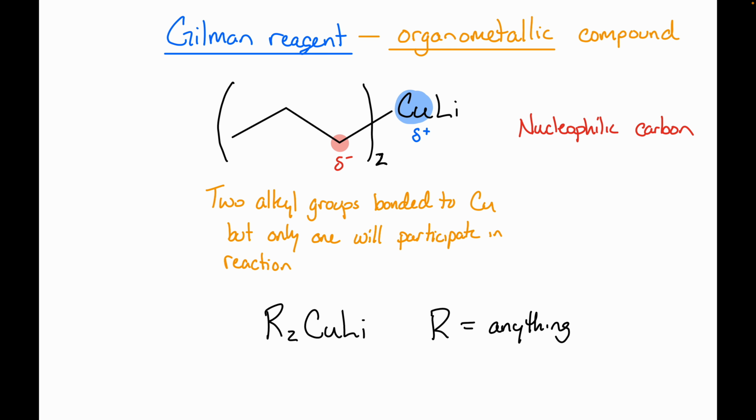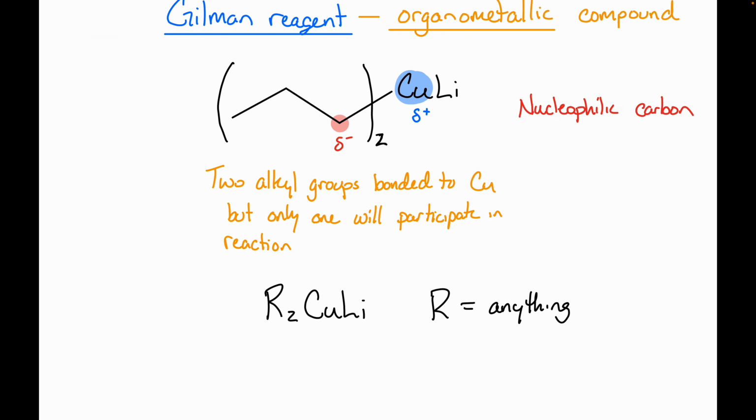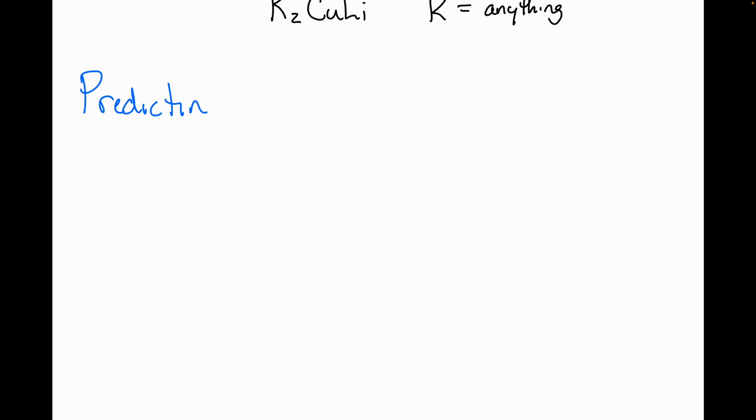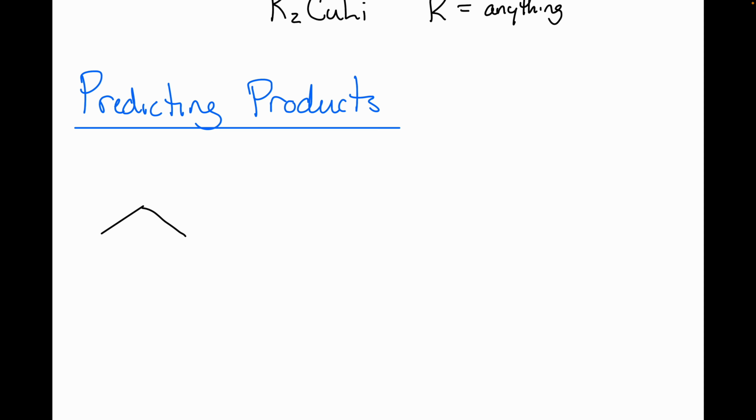All right, so up until now, all of our reactions in this chapter have been about preparing alkyl halides. This will actually use an alkyl halide as a substrate. All right, so now let's look at, we'll call this our predicting products. We're going to take an alkyl halide. We're going to treat it with our Gilman reagent.